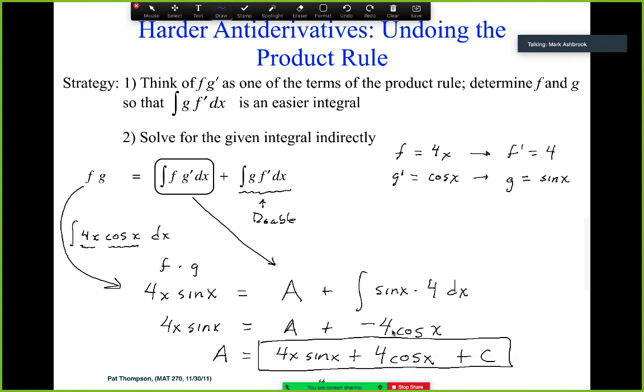I just took the antiderivative. I just did the antiderivative of this one. That's just the antiderivative? Okay. Yeah, right? 4 sine x. What function has a derivative of 4 sine x? Okay, and that's the antiderivative.